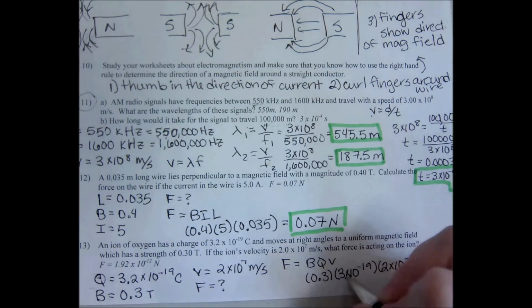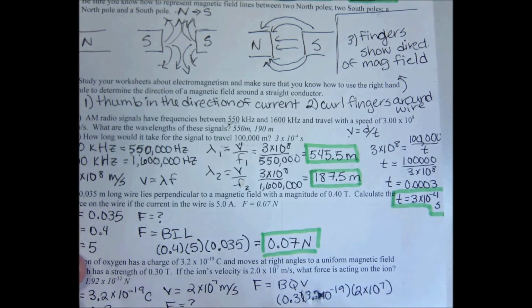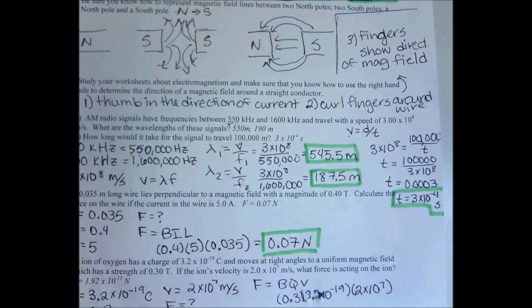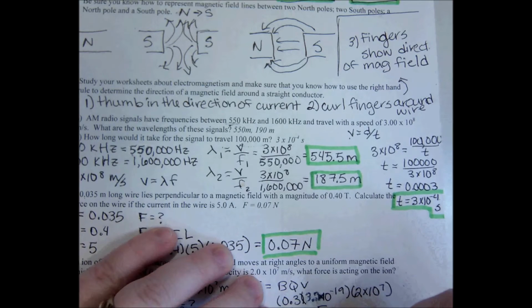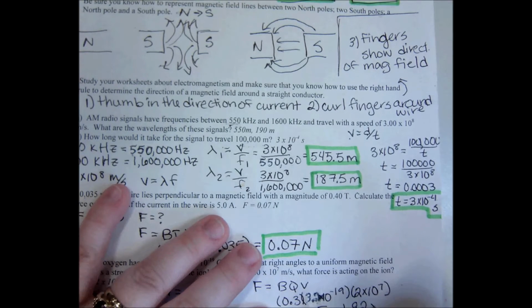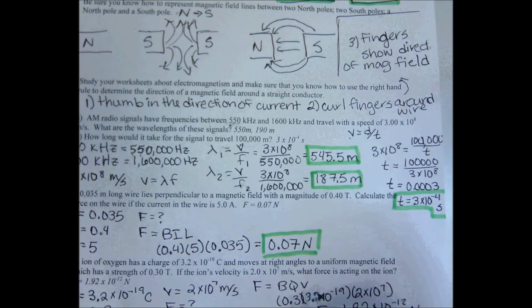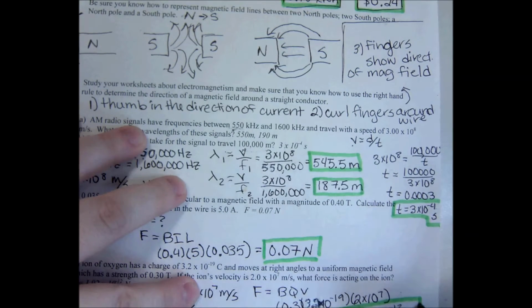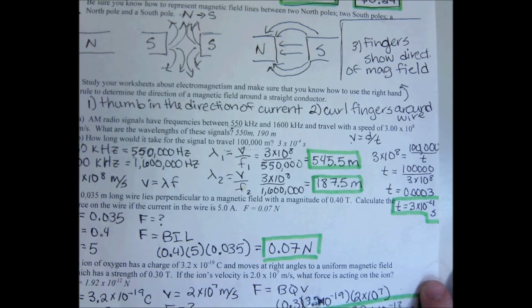It's 3.2. I am just messing up all over the place. All right, so 0.3 times 3.2 times 10 to the negative 19th times 2 to the 7th. Geez, get it together, Ms. Schneider. And we get an answer of F equals 1.92 times 10 to the negative 12th newtons. So I was in fact correct that it would be a very small number. And that ends the section on magnetism.